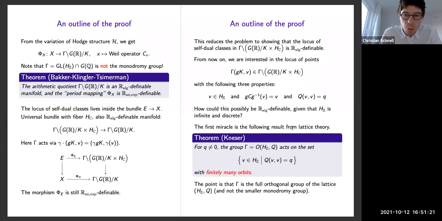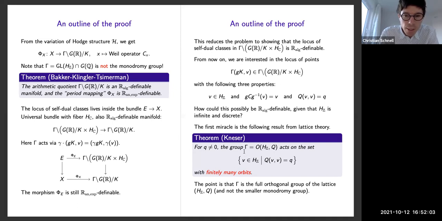Okay, so precisely the result from lattice theory, I guess a theorem by Minkowski in some way, but the most general version is in this book by Kneser, so I'm just attributing it to Kneser. If you have a lattice, so here H_Z with a symmetric form on it, and you look at the set of integral classes on which this form has a fixed value, that set, even though it's infinite, is a union of finitely many orbits under the orthogonal group. The orthogonal group being this group gamma in our case.